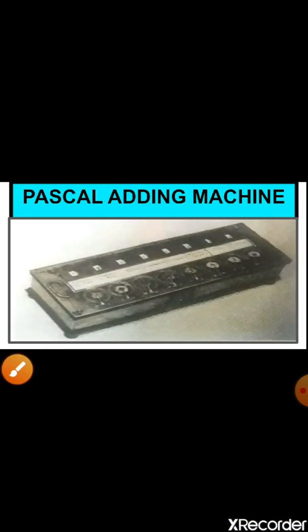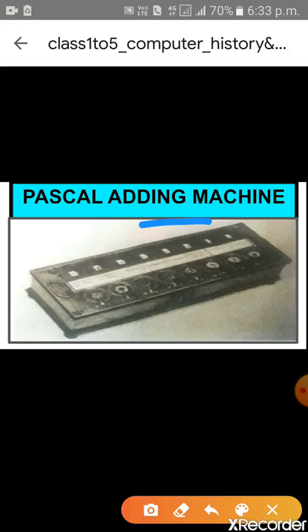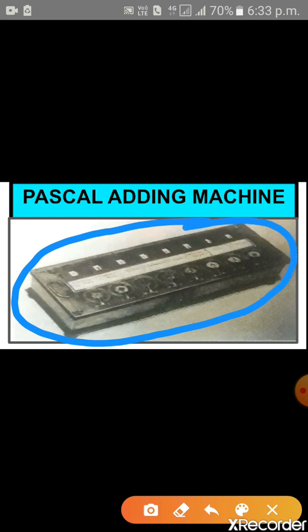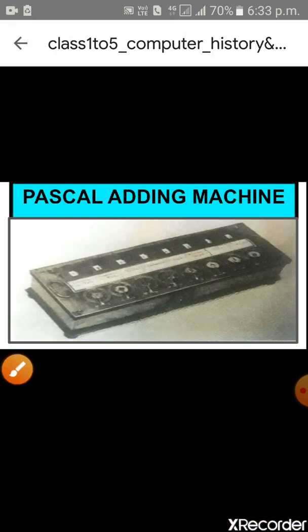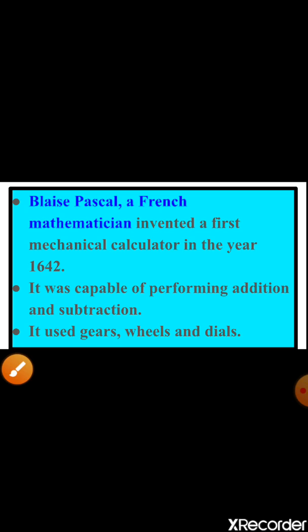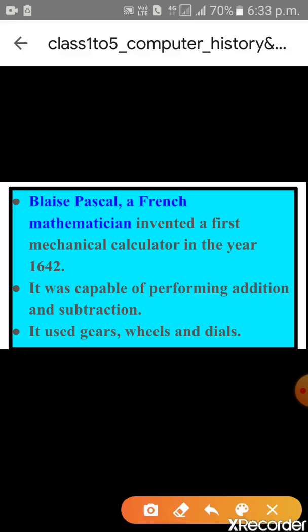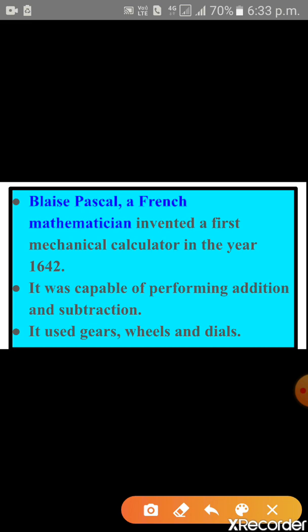After the abacus, the next machine is Pascal adding machine. Children, this is the picture of Pascal adding machine. Children, Blaise Pascal, a French mathematician, invented the first mechanical calculator in the year 1642. It was capable of performing addition and subtraction. It used gears, wheels and dials.